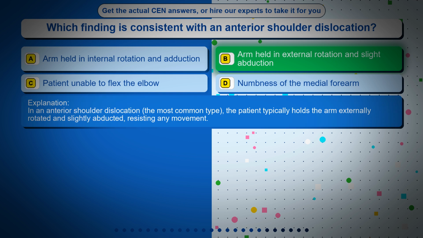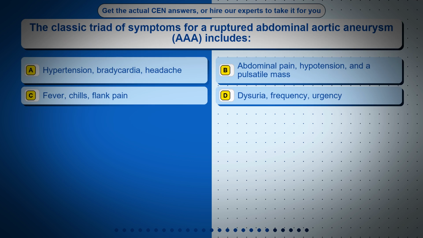In an anterior shoulder dislocation, the most common type, the patient typically holds the arm externally rotated and slightly abducted, resisting any movement. Question 20. The classic triad of symptoms for a ruptured abdominal aortic aneurysm, AAA, includes: Option A, hypertension, bradycardia, headache. Option B, abdominal pain, hypotension, and a pulsatile mass.